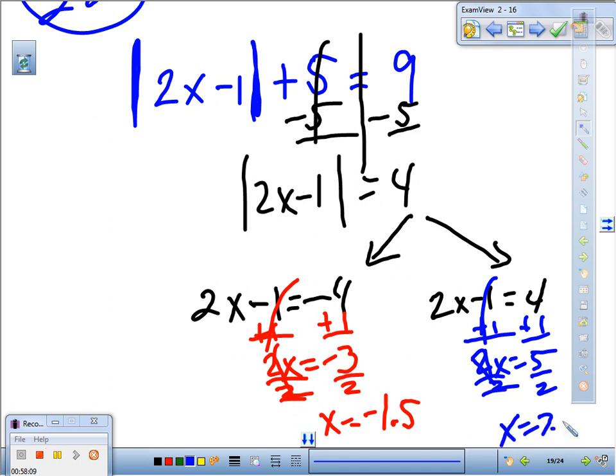X equals 2.5. Hands if you got that. All right, let's graph this.